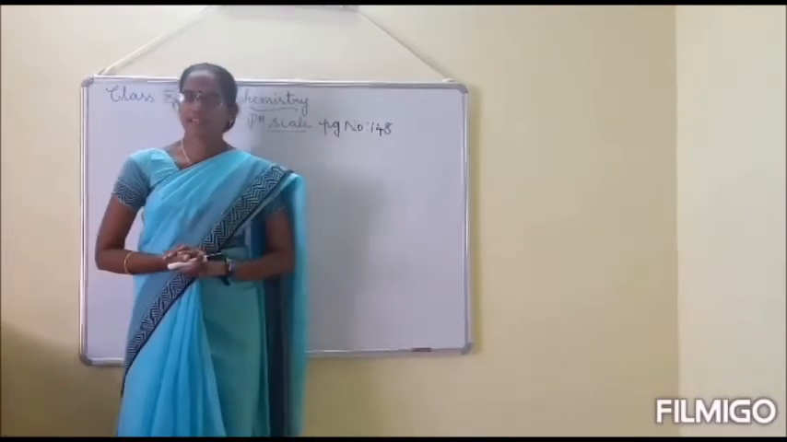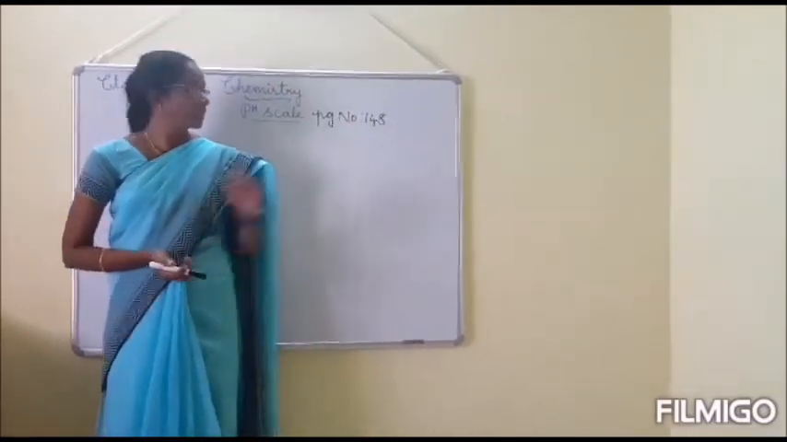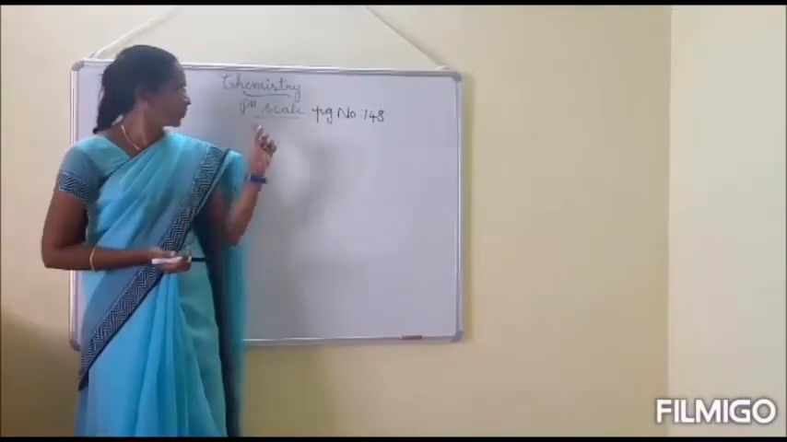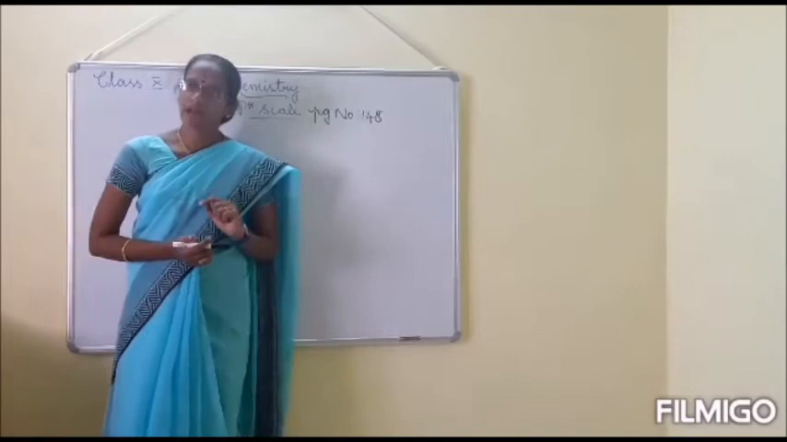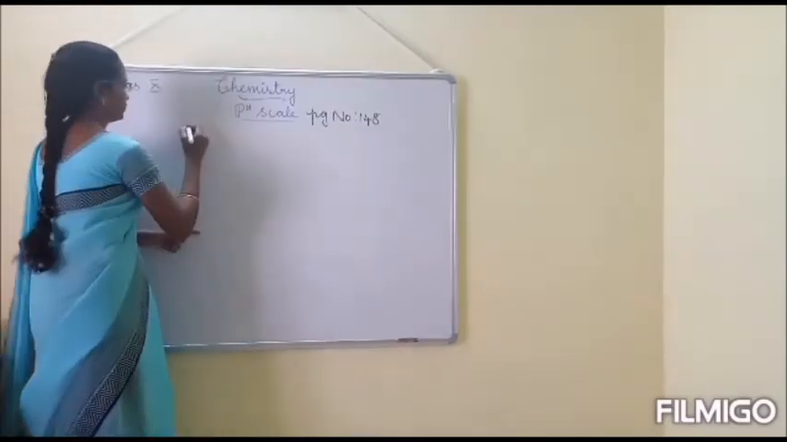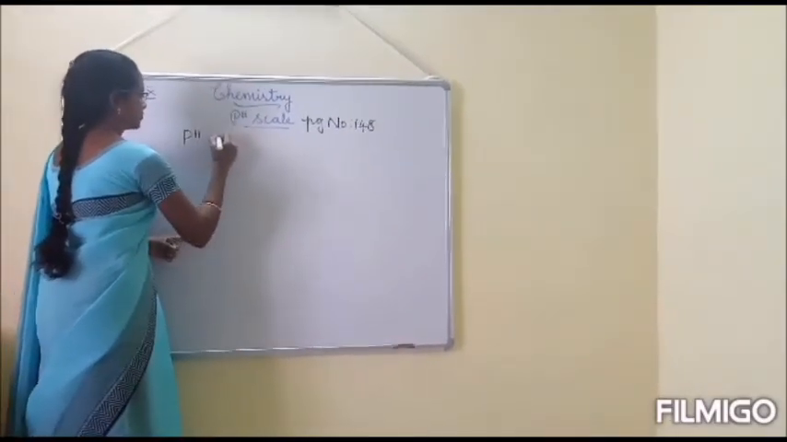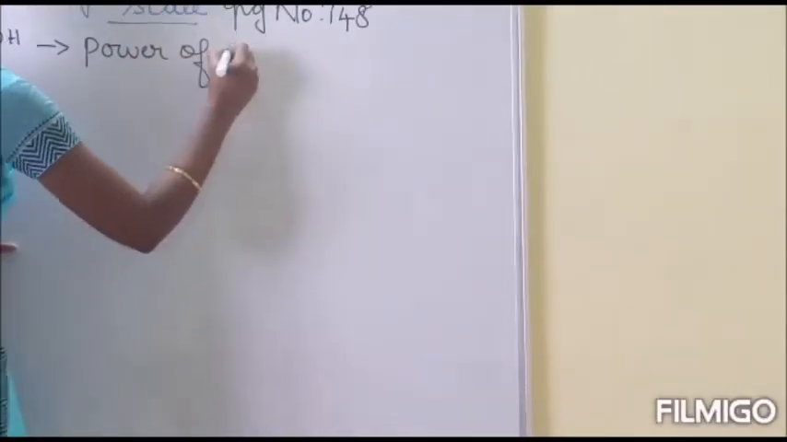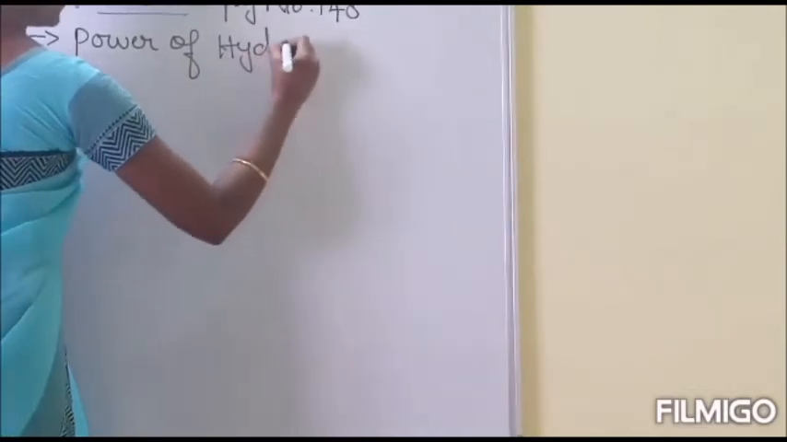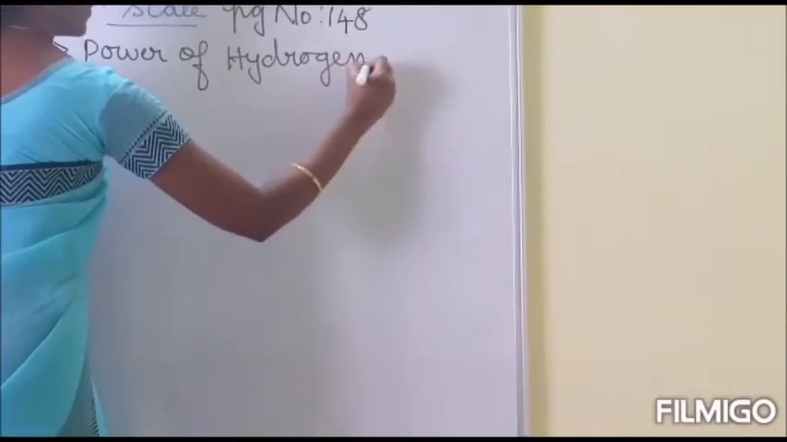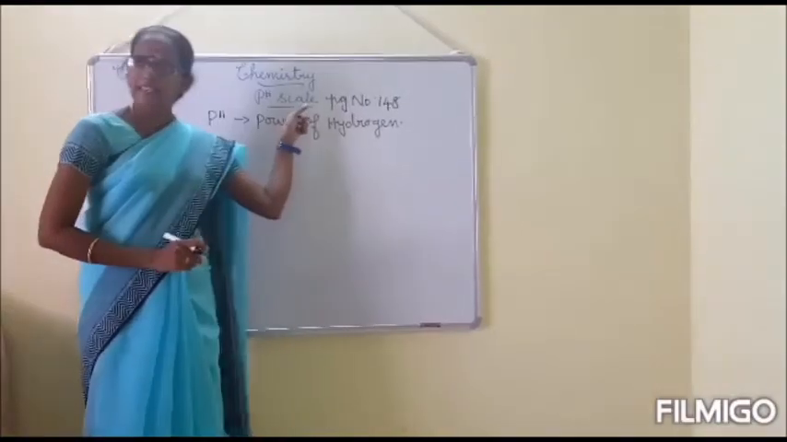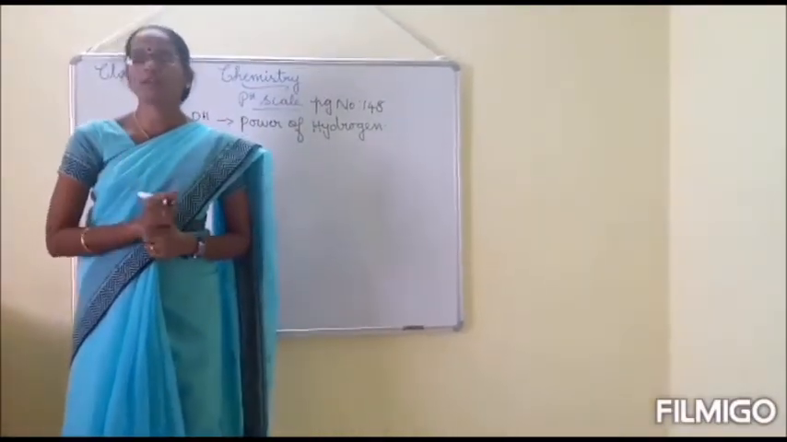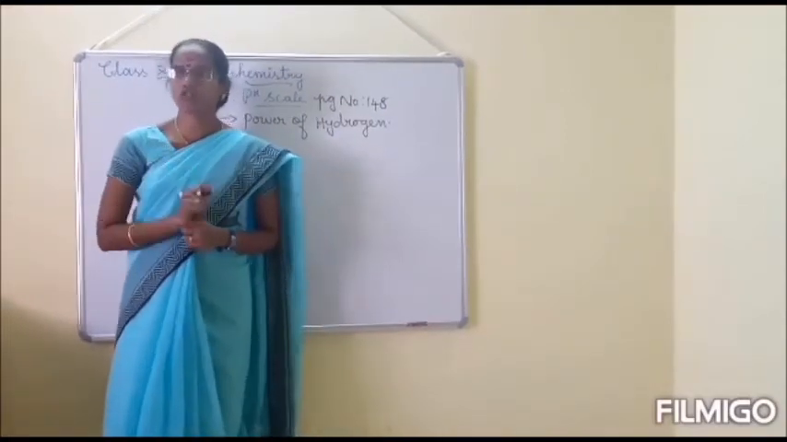Today we are going to see about the pH scale. It is on page number 148. The term pH means power of hydrogen. So pH scale is a scale used for measuring the hydrogen ion concentration in a solution.